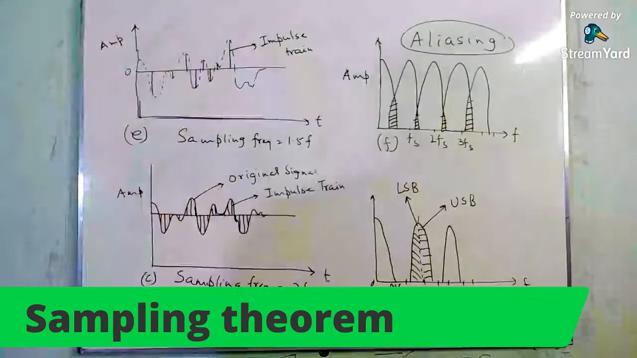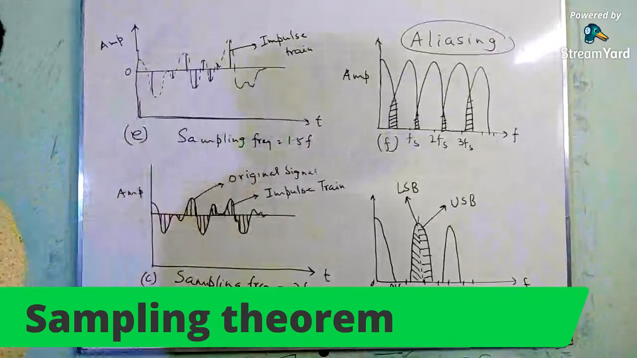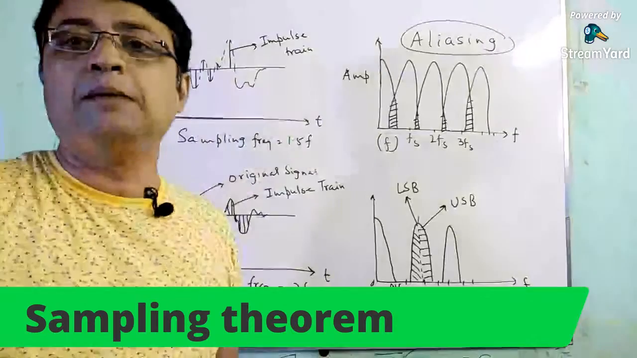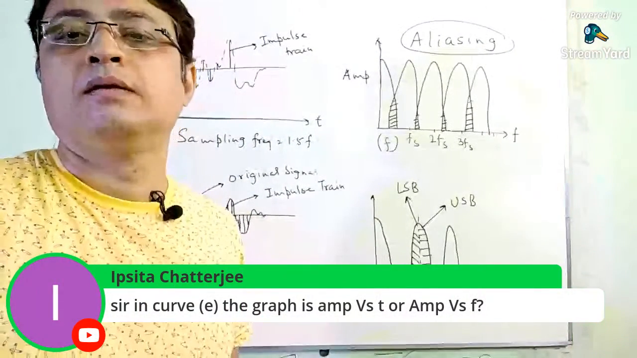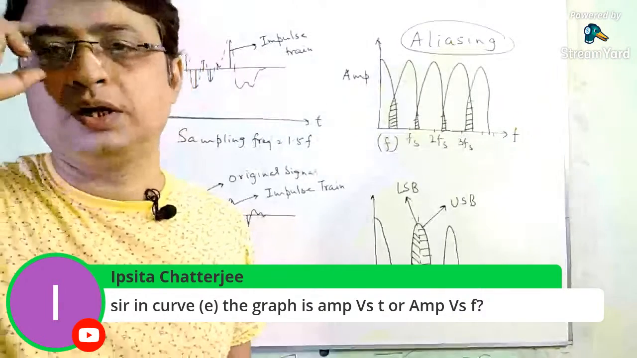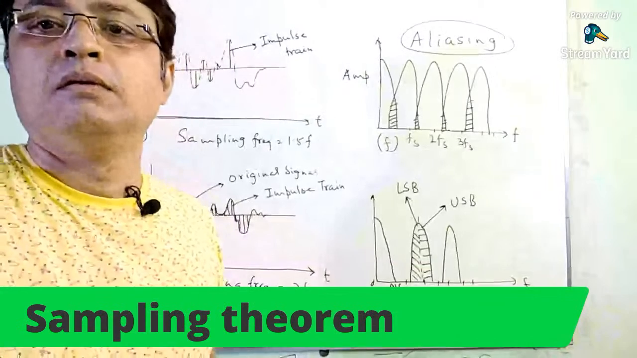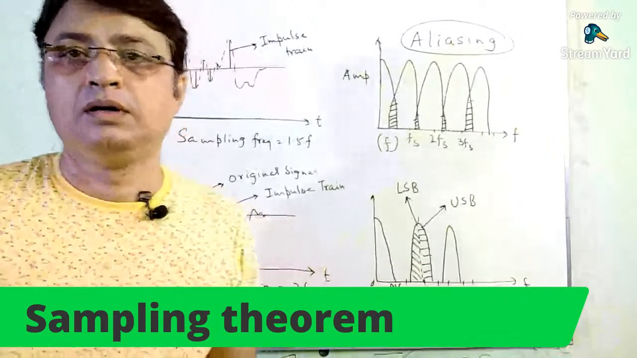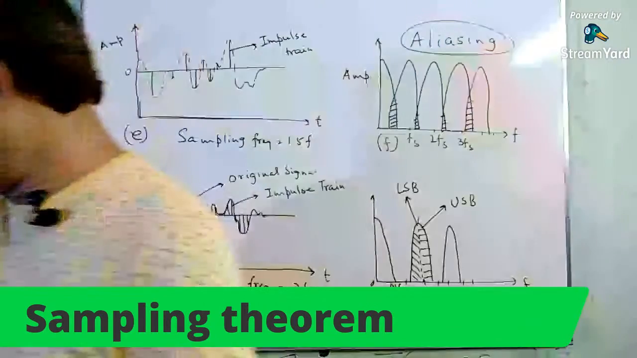In curve E, it is amplitude versus time. Yes, Shubhajit rightly pointed out that it is amplitude versus time. Is there any question? Any doubts?